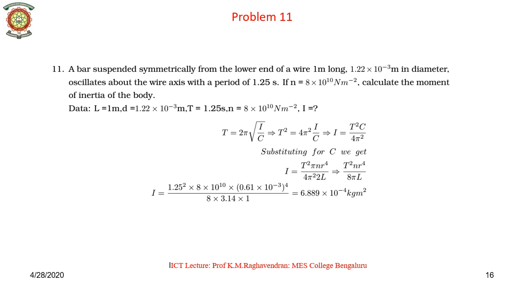So essentially we need to know C, and C is nothing but pi n r to the power of 4 divided by 2L. So substituting all this, we obtain the value of I as T squared into pi n r to the power 4 divided by 4 pi squared 2L, which on simplification gives T squared n r to the power 4 divided by 8 pi L. Substituting the numerical values, we obtain the moment of inertia as 6.889 into 10 power minus 4 kg meter squared.